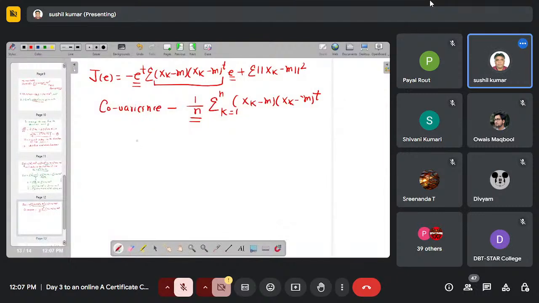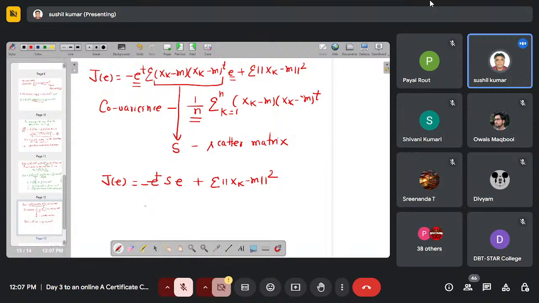Okay, so I know this is not the covariance, so I will replace this with another value that is called S, and it is called a scatter matrix. So now the equation will be J(e) equals minus e transpose S e, plus the sum of (x_k minus m) whole square. Okay, so this is the equation.